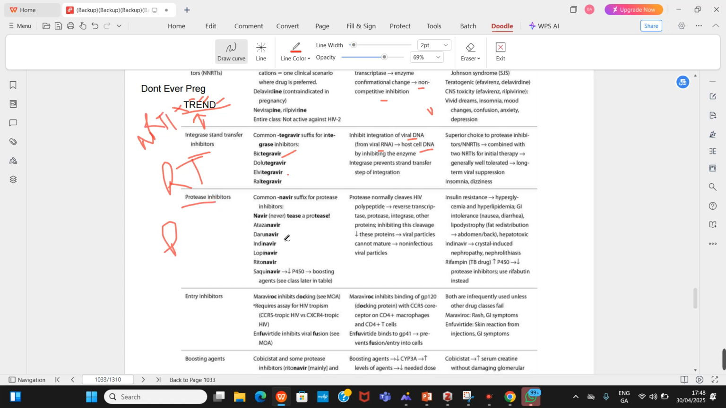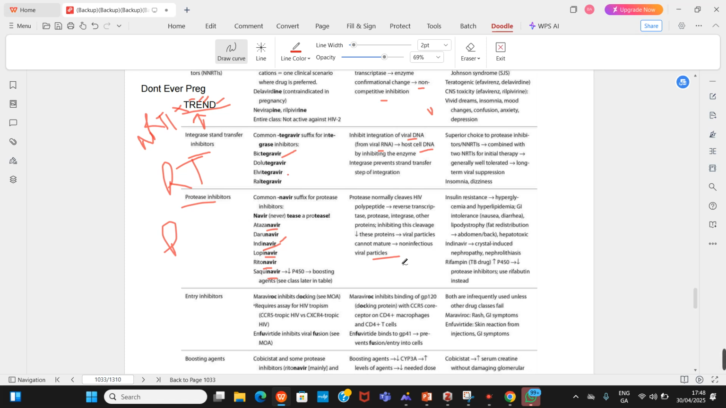So those are the atazanavir, indinavir, saquinavir, lopinavir, ritonavir, the navirs. What they do is prevent the cleaving. Don't forget, we have said it, cleaving. So if they cannot cleave, what will happen? They cannot form mature viral particles. And if they cannot form mature viral particles, they cannot cause infection anymore. Simple as that. Very simple as that.